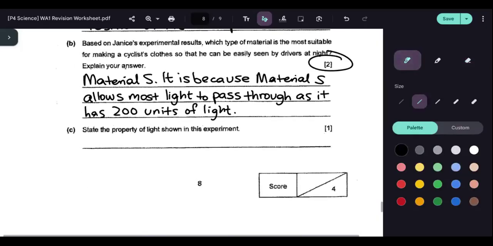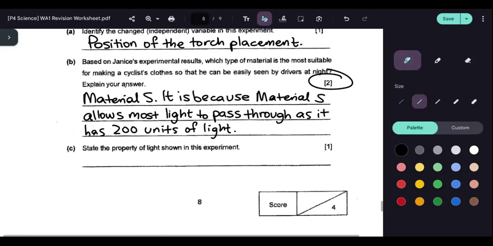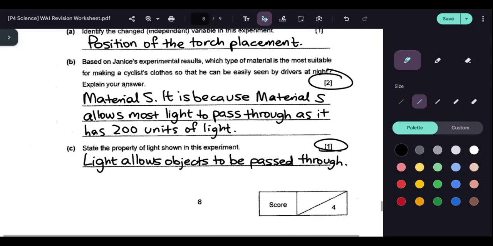Next, state the property of light shown in this experiment. Okay, light allows objects to be passed through. Okay, it's as simple as that. Then I'll give you 1 mark. Alright.